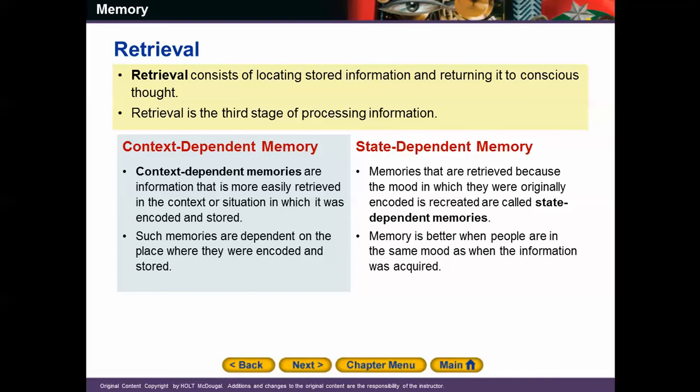Not only do people tend to retrieve memories better when they are in the same place they were in when the memories were first stored, but people also retrieve memories better when they are in the same emotional state they were in when they first stored the memories. And these are called state-dependent memories, memories that are retrieved because the mood in which they were originally encoded is recreated.